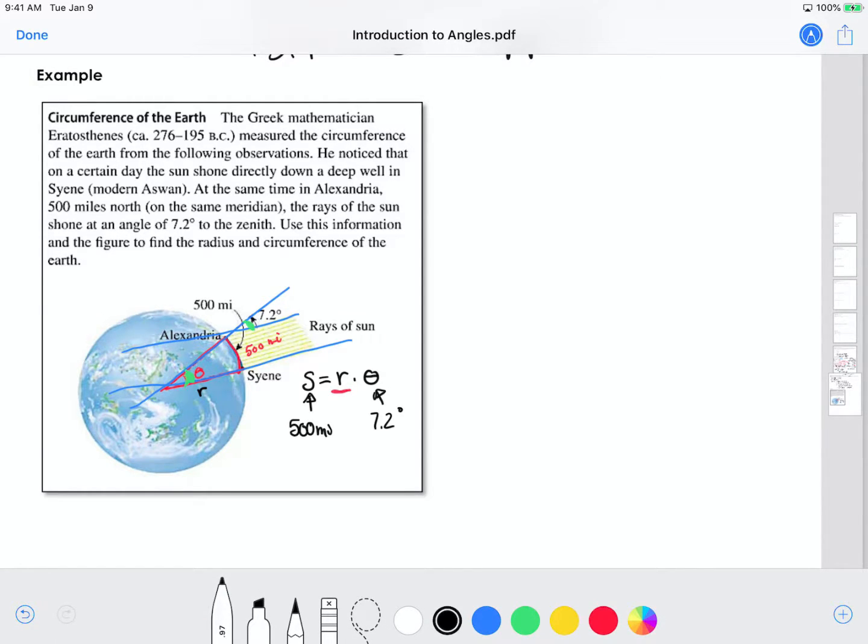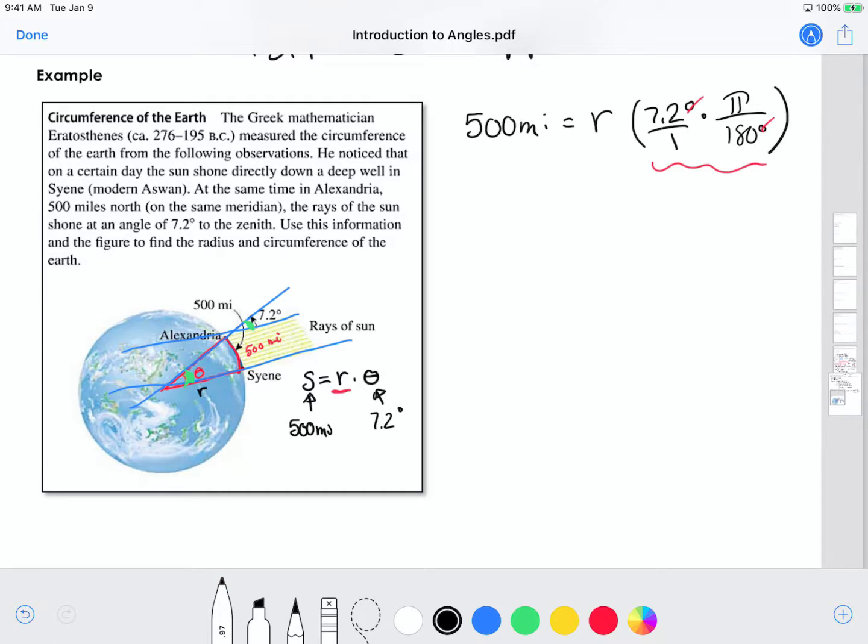So we're going to use the fact that we have 500 miles for our arc length. We're going to solve for r, and we have to plug in our angle in radians. So I'm going to take 7.2 degrees and I'm going to change that to radians by multiplying by pi over 180 degrees. So that's going to go in for our angle. Now I can cross off my degrees, and then whatever's left in here will be in radians.